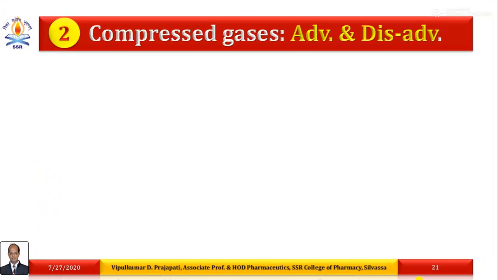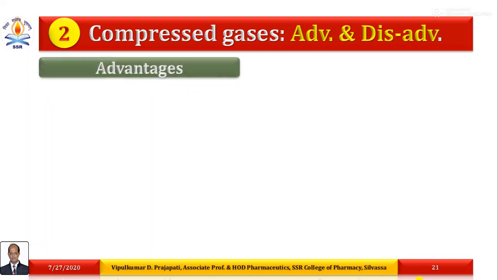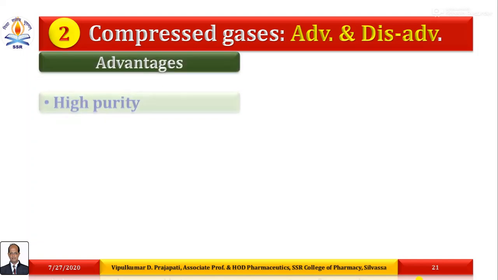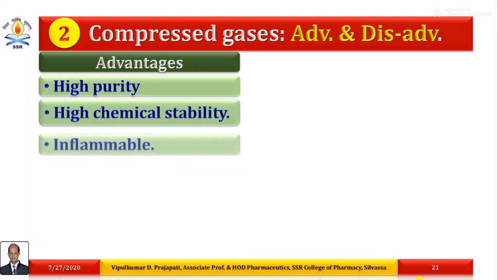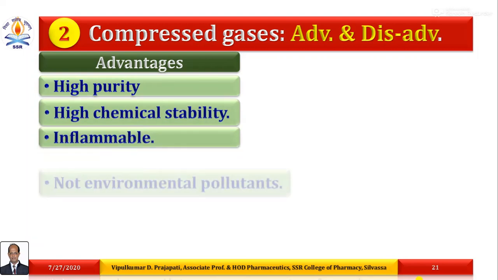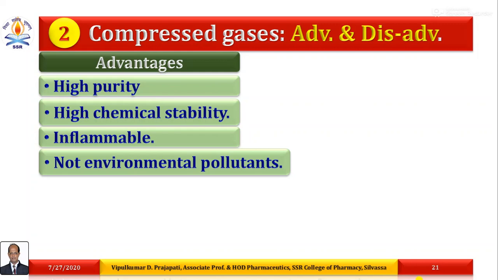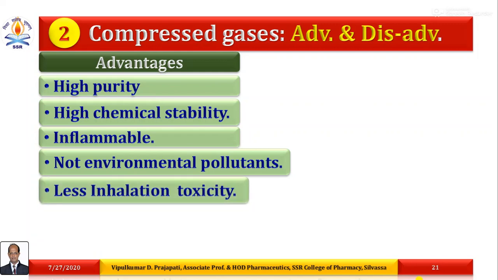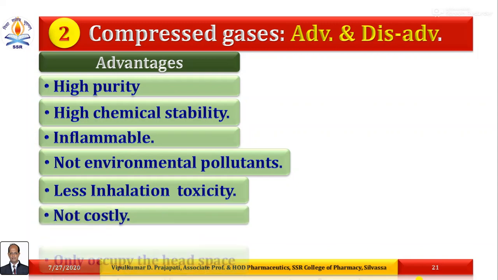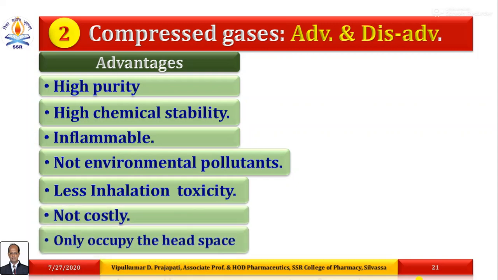What are the advantages and disadvantages of compressed gas propellants? First advantage is high purity, high chemical stability, non-flammable, not environmental pollutants, less inhalation toxicity, and not costly. They only occupy the head space of the aerosol package.